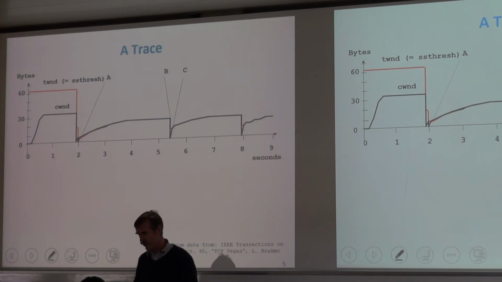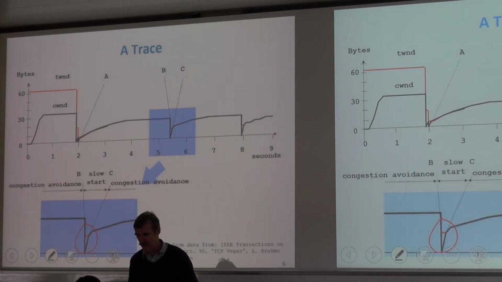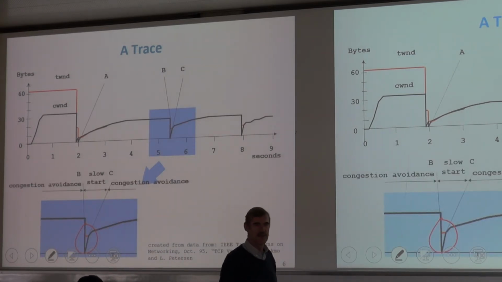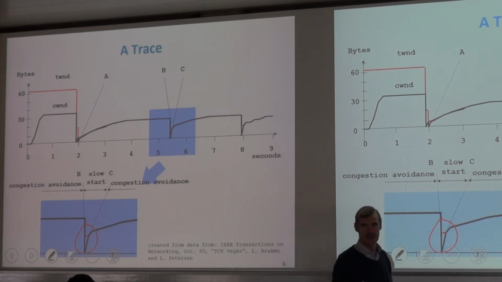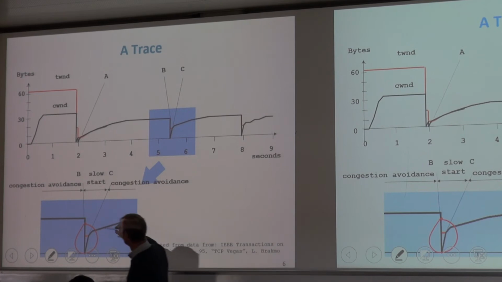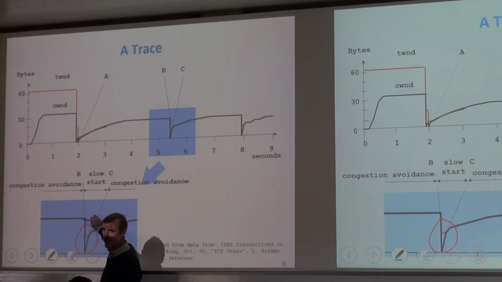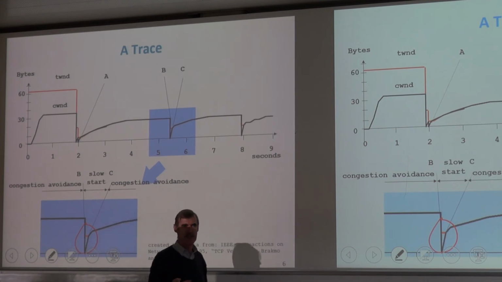But if we zoom at what happened on b, we see that in fact the window, the black, which is the true window size, is not exactly reduced by 2, but because this loss was detected by timeout, we go to slow start again. But while going into slow start, we set the slow start threshold, or the target window, to half of the window size. So that's a bit complicated.